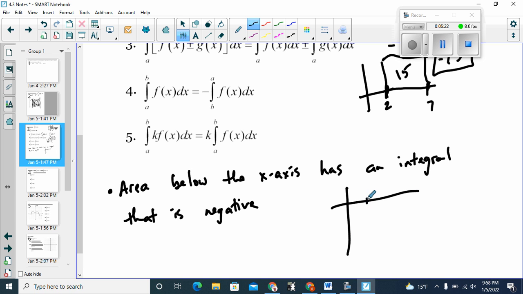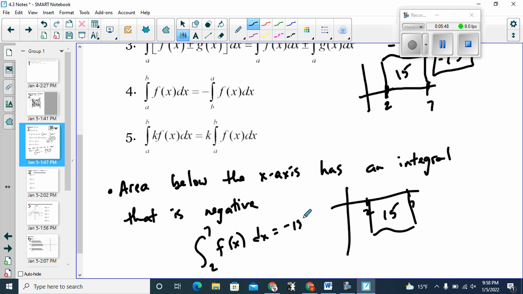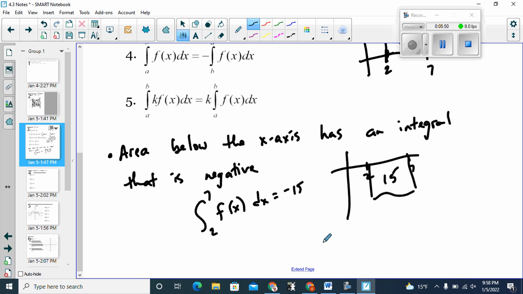So let's go back to our 2 to 7 example here. If I know that that area there is 15, the integral from 2 to 7 of f of x dx, remember, it's always the area between the curve and the x-axis. Well, because that area is below the x-axis from 2 to 7, that integral would be negative 15. Now, the question always comes up, what if it's both below the x-axis and we're integrating backwards from 7 to 2 like we did earlier?